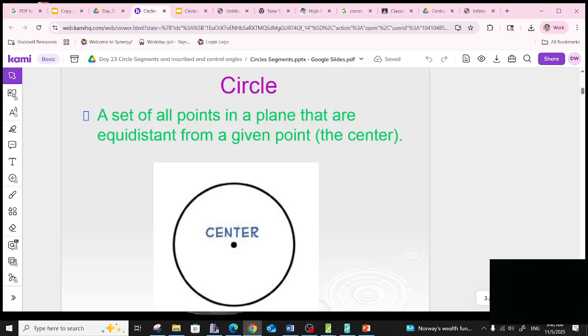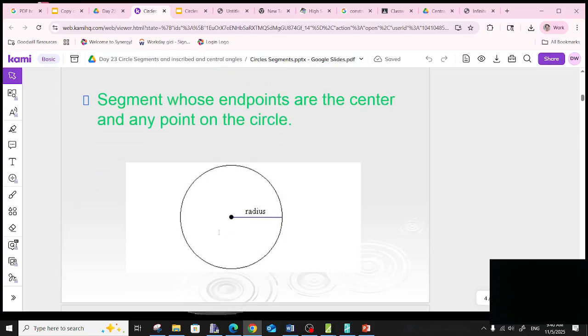Wonderful math. Okay. A segment whose endpoint is on the circle, on any point on the circle, is a radius. How many radii are in a circle? How many segments can I draw from the center to the edge? Even more. Infinite. There's an infinite amount of radii in a circle.